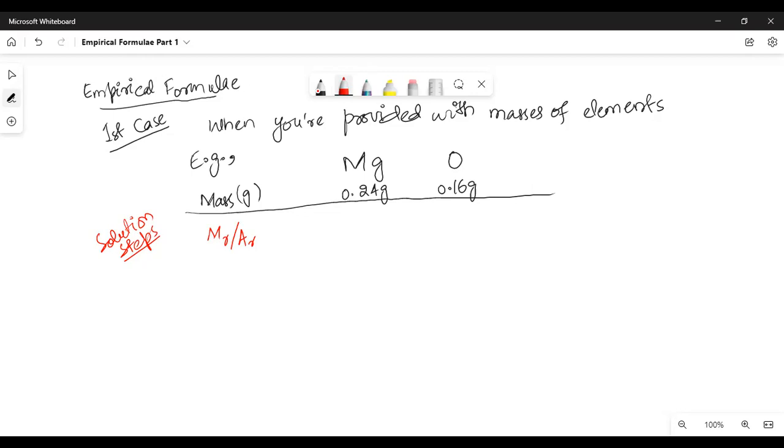So the first step is to take help from the periodic table. The periodic table tells me that the value for magnesium is 24 gram per mole, and the value for oxygen is 16 gram per mole. In the periodic table, I looked up magnesium, and it told me that the mass for magnesium is 24, and that of oxygen is 16. Are we clear with the first step?